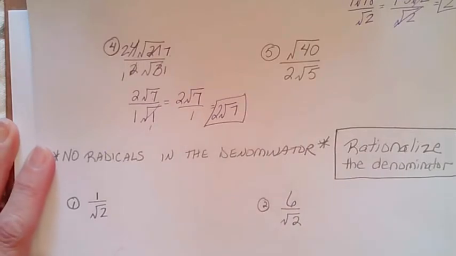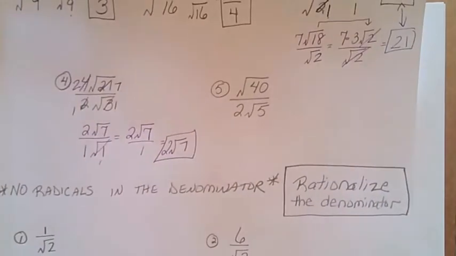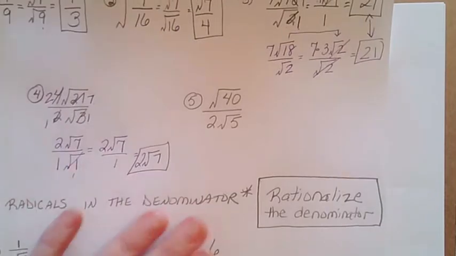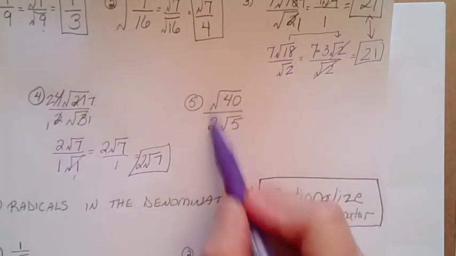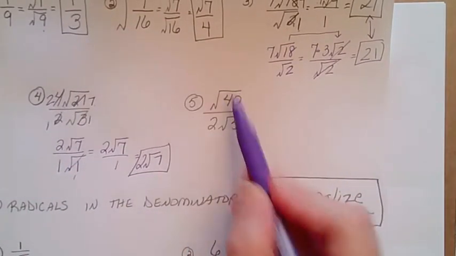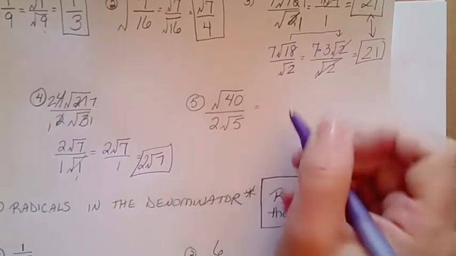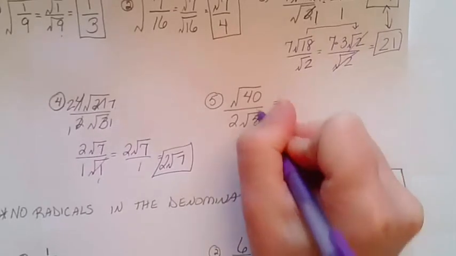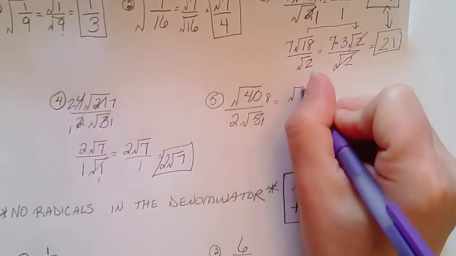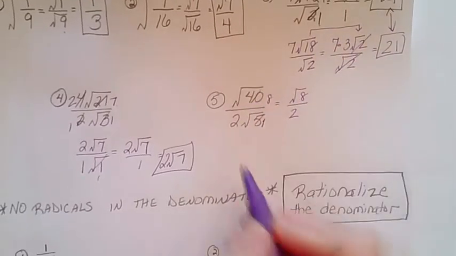And that's your answer, 2 radical 7. Number 5, I'm going to try a couple different ways. First thing I'm going to do is reduce outside numbers, done, and reduce the inside numbers. So I'm going to reduce 40 and 5, both by 5. That's a 1, and that's an 8. This becomes square root of 8 all over 2 times the square root of 1.